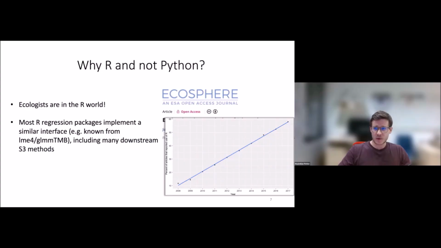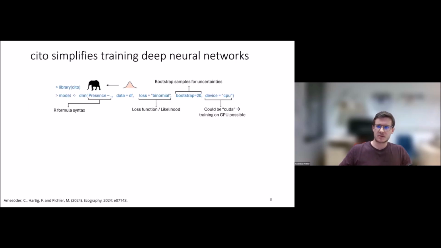And this is another reason: we have these regression packages, and all of them have a similar interface. They have this formula syntax, and this allows us to switch easily between these regression packages. And this is what we wanted to provide, something similar with a similar interface. And with cito, we are trying to provide that. So basically, we wanted to do everything in one function.